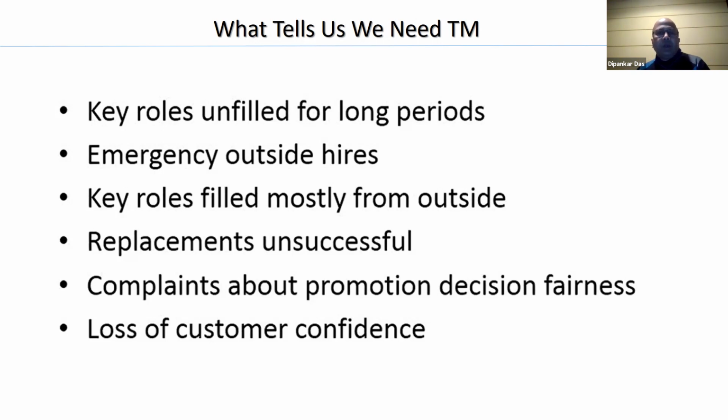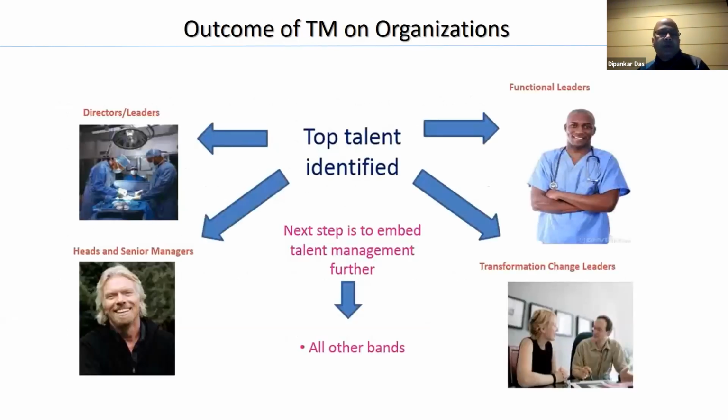Okay, so moving on. Some of the outcomes of good talent management: you have top talent identified, which is really helpful. So you have directors, leaders, heads, senior managers, functional leaders, transformation change leaders, all these key people identified. Now, typically, what happens is, first of all, smaller companies typically don't have a talent management strategy at all, and they hire as the positions open up. Some organizations do have a talent management strategy, and they focus only on key positions, so not for all levels of employees.